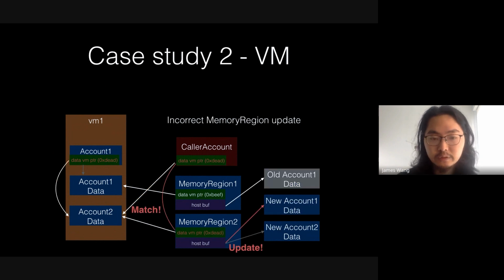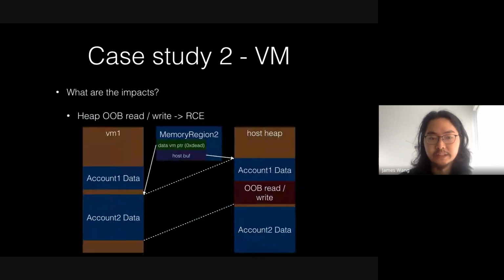And when we return from the invocation and try to look up which memory region to update, the host will notice that the data VM pointer matches the pointer of the second memory region, and will try to update the host buffer of the second memory region instead of the host buffer of the first memory region. Okay, so this is definitely something incorrect, right? But what impact would it have?